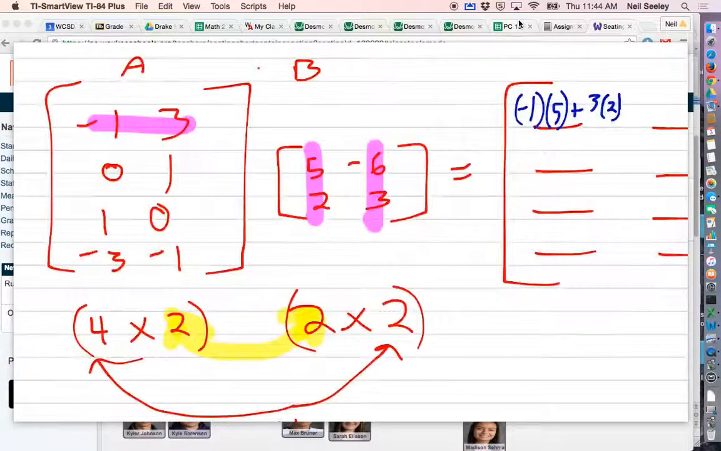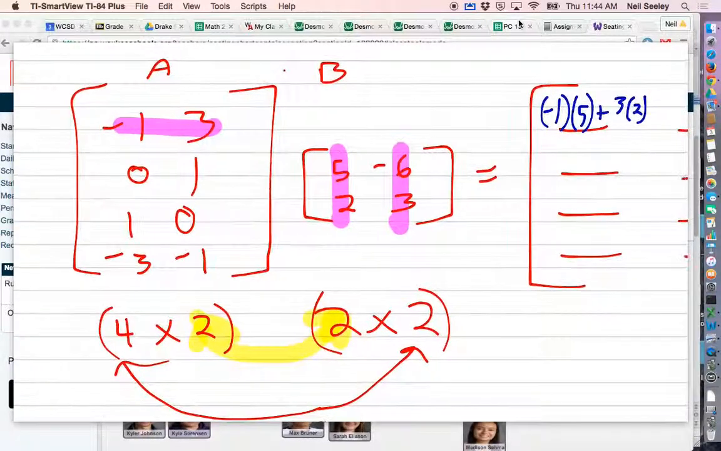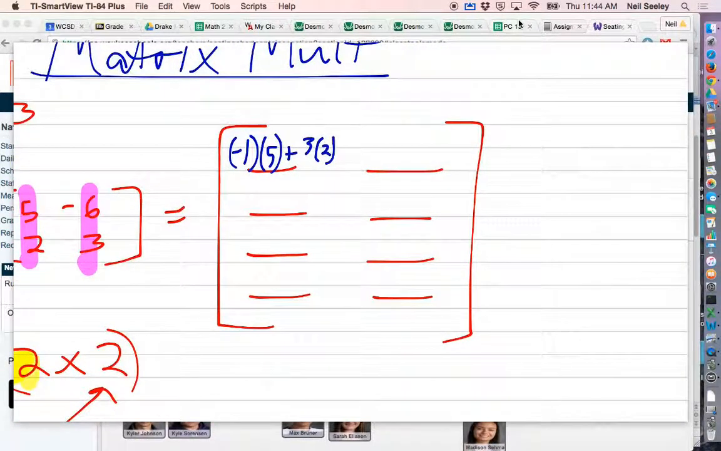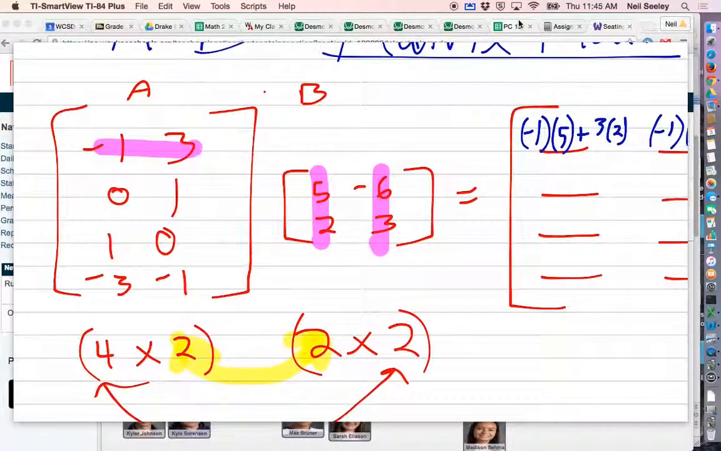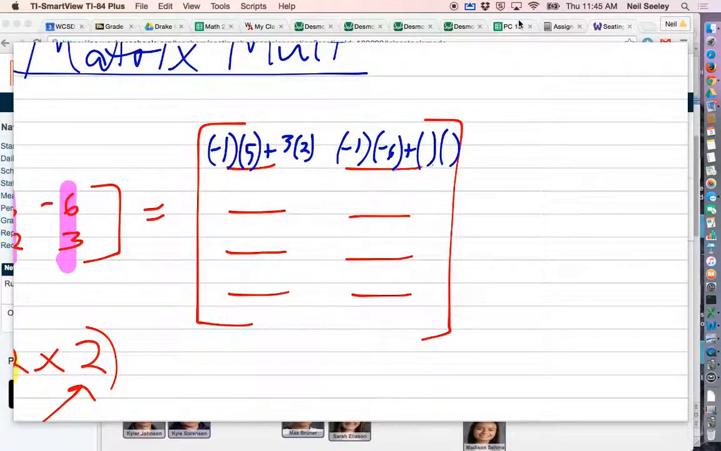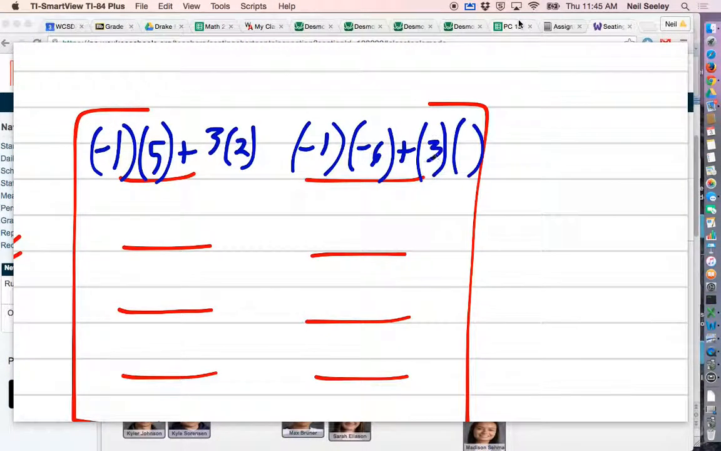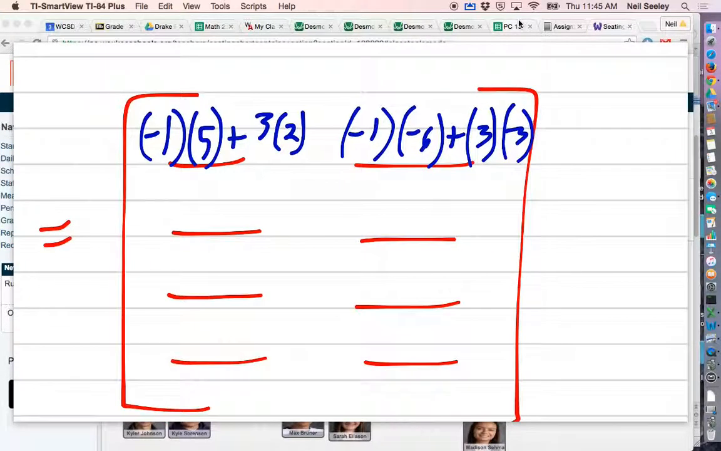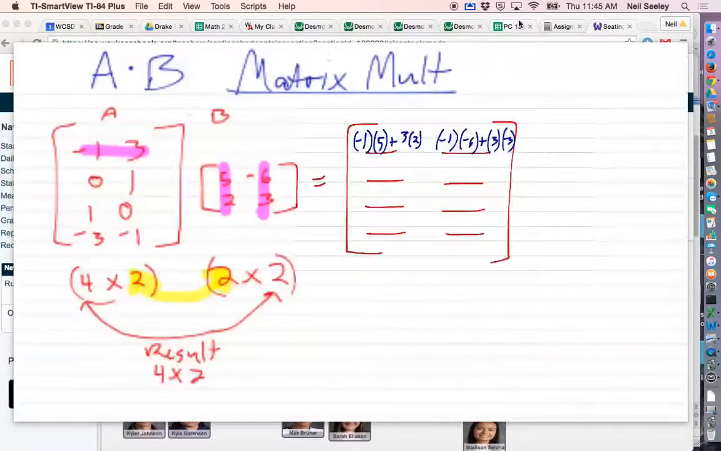Now we're going to take the first row times the second column, so -1 times -6 over here. So -1 times -6 plus 3 times 3. Okay. So that's how we do each one of those. I am not going to write those out. There's no way we're going to write that out each time.